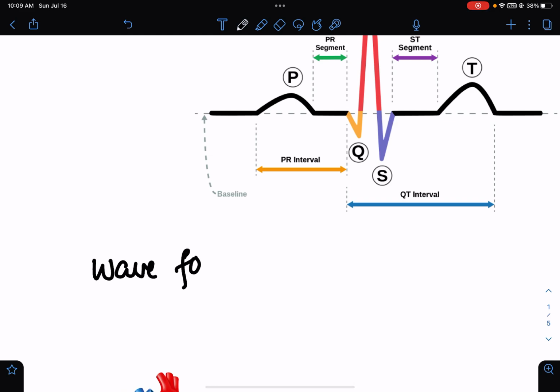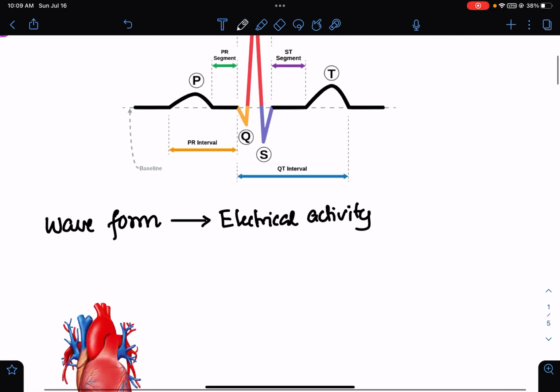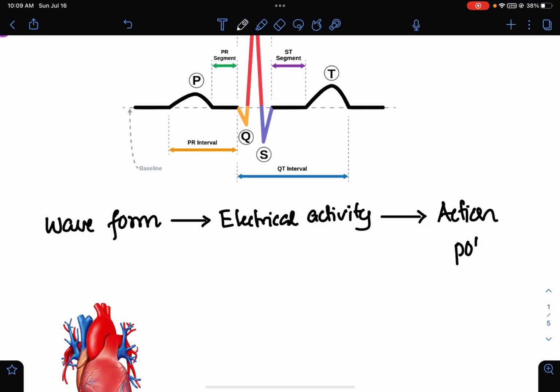So we move to the waveform of ECG. If we want to know why there are waveforms, we also have to know that there is electrical activity in the ECG. There's electrical activity in our cardiac muscles. Okay, so what is electrical activity? That means the action potentials of our cardiac muscle. So if there are action potentials, there will be electrical activities, and there will be waveforms in our ECG.